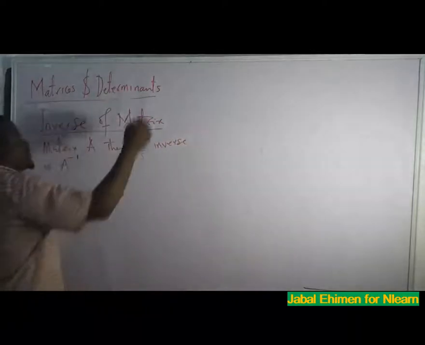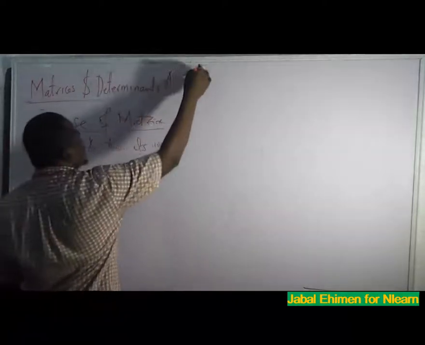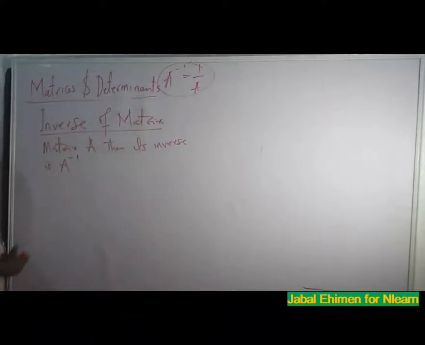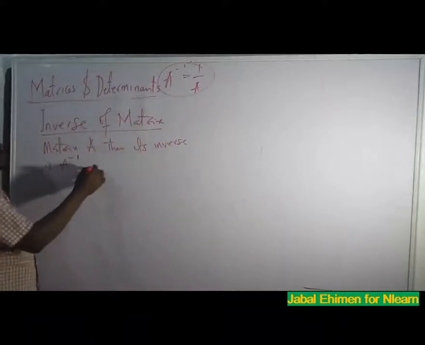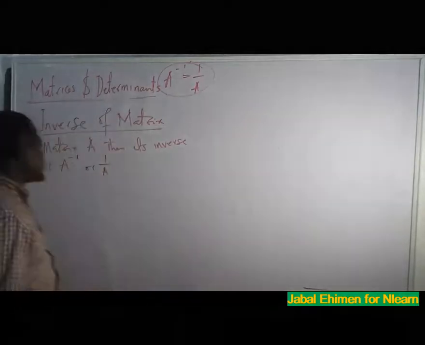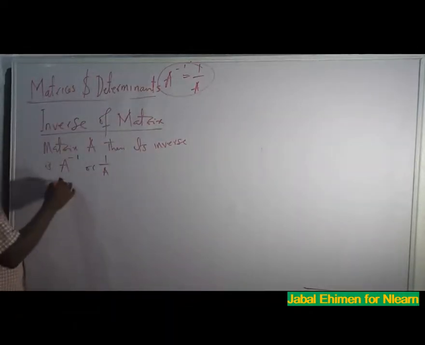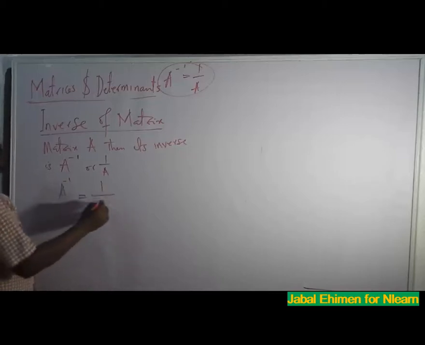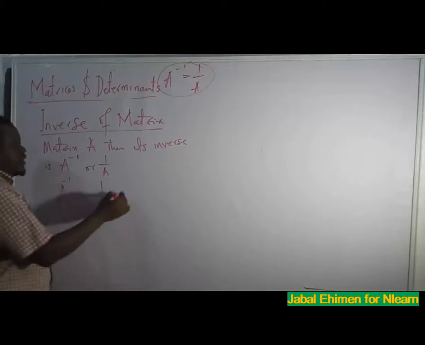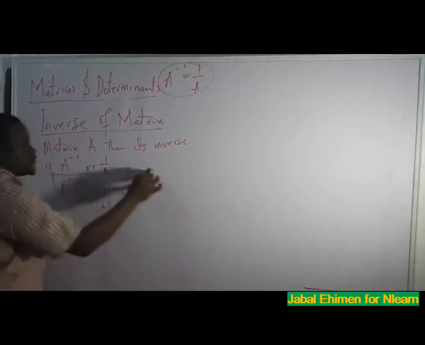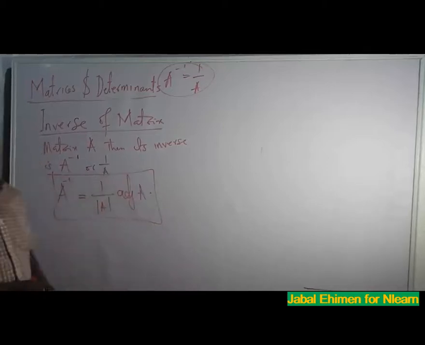But don't forget, mathematically, A minus 1 also means 1 over A. That's inverse of a matrix. Sometimes you're asked to find 1 over A, which is A inverse. It's still the same thing. The inverse of a matrix, the A inverse itself, is defined as 1 over determinant of A times the adjoint of A. So with this formula, you can find the inverse of the matrix.